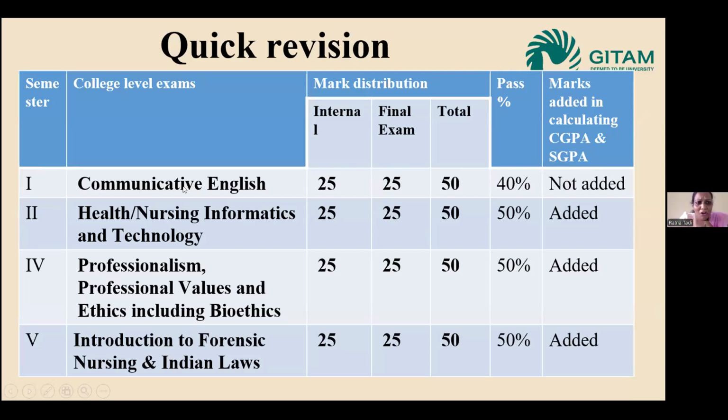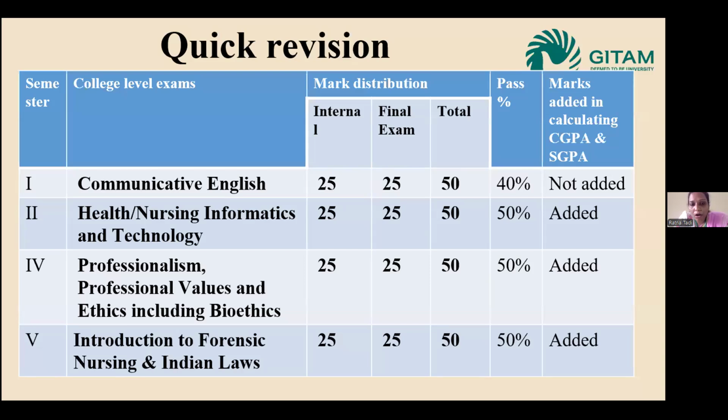College level exam, we have 4 subjects: communicative English, we have HNIT, we have professionalism, we have forensic nursing. So all these are collegiate level exams. The question paper is out of 50, but we have to send the final marks out of 25 only, internal marks also out of 25. And the passing percentage we need to remember very clearly: only for English and elective module, the passing percentage is 40%.